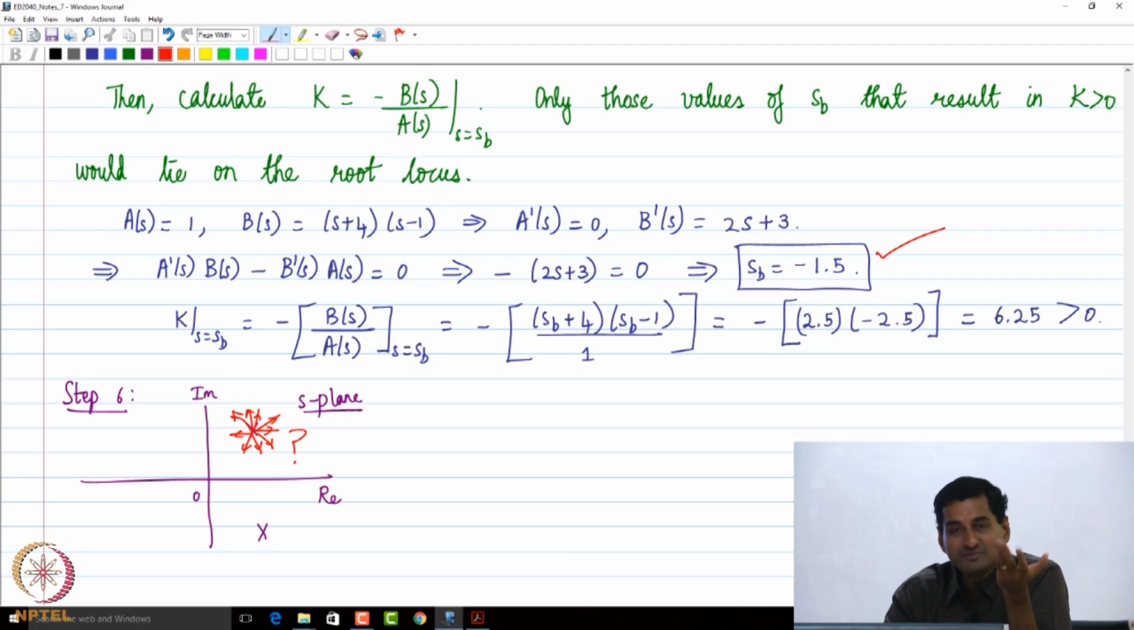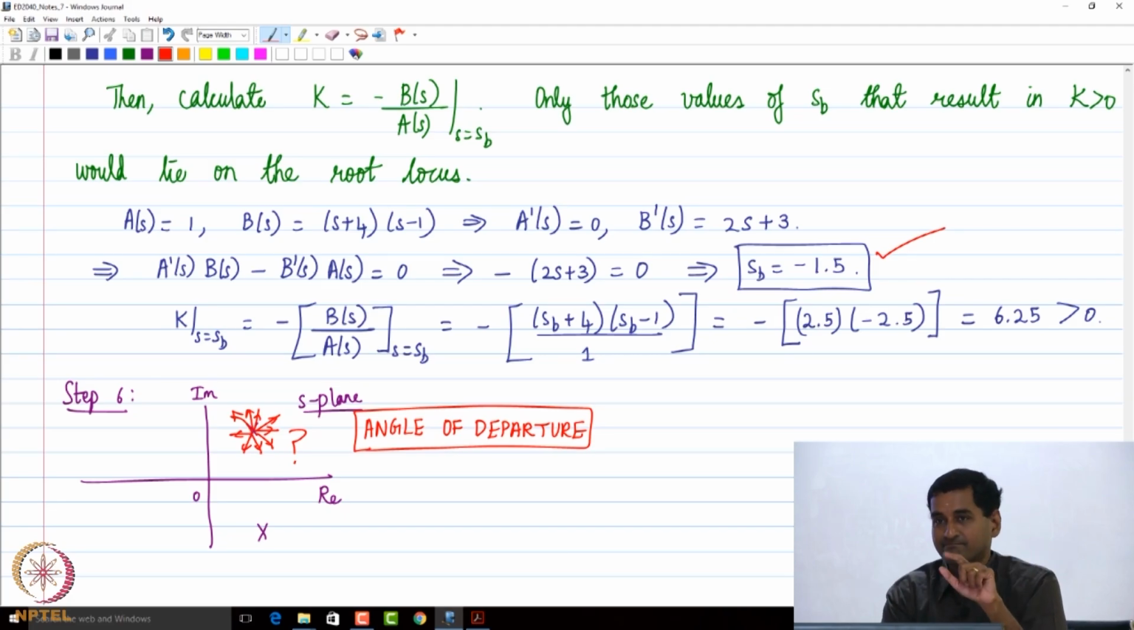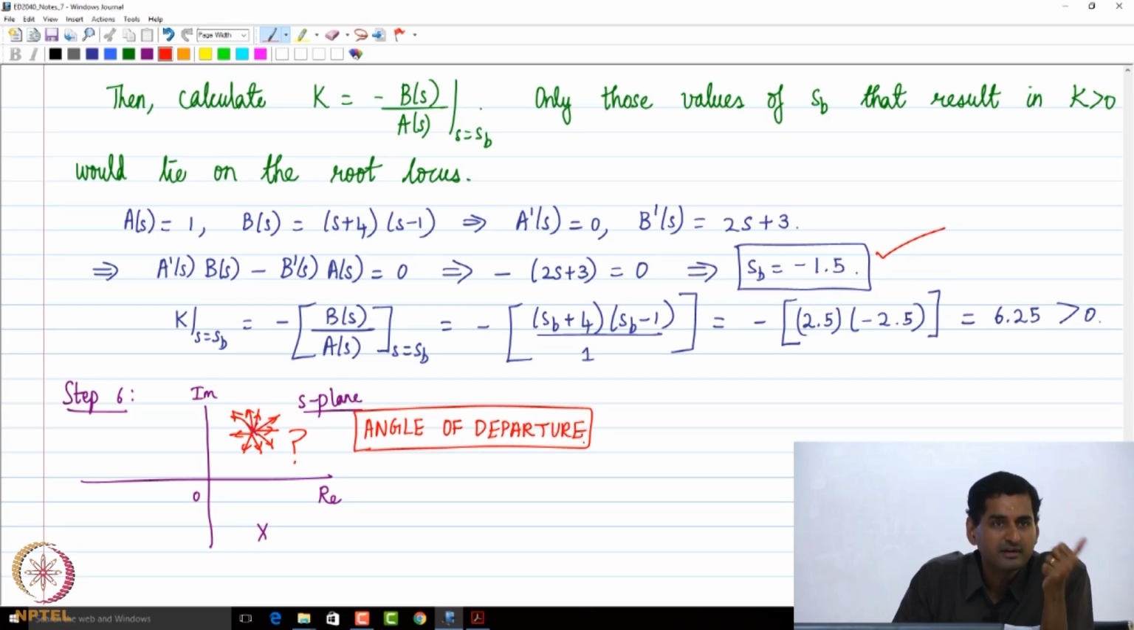And the angle at which it starts initially as it leaves the open loop pole is what is called the angle of departure, right? So I hope it's clear why it's called the angle of departure from an open loop complex pole. Because I have a branch departing from an open loop pole, right? The question is, what angle does it make?